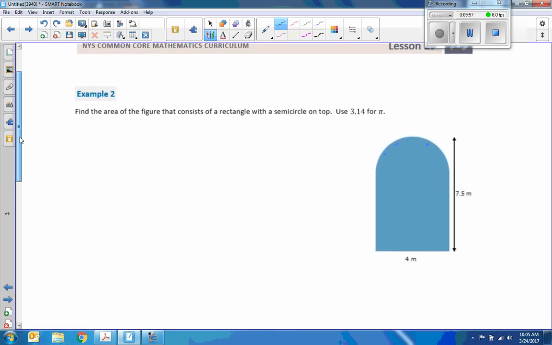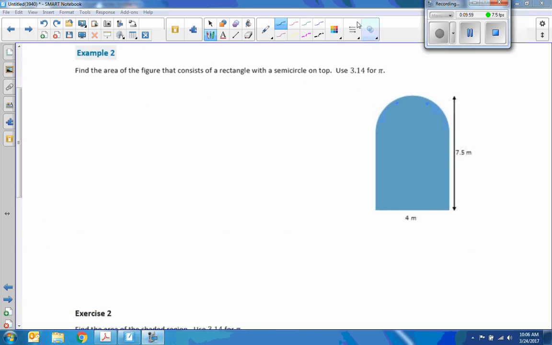Okay, example 2. If this is 4 meters and that's our length, and this is 7.5 meters, that's the height of this whole thing. But somewhere along here we have a semicircle. This is also 4 meters. Okay, so if this is going to be a semicircle, this is my diameter. So over here I'm going to write D equals 4.